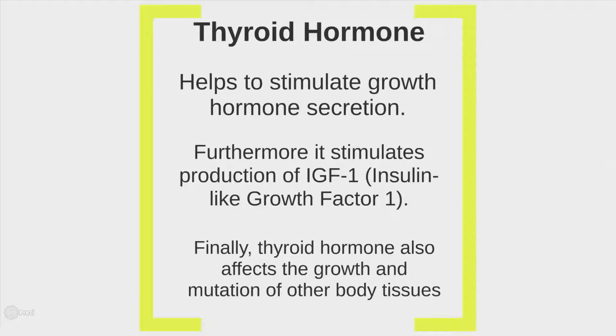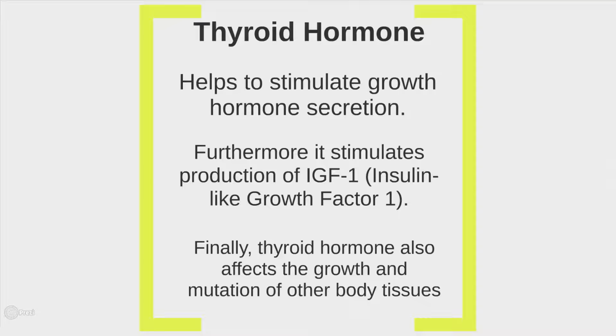Thyroid hormone is used to help stimulate growth hormone secretion. Furthermore, it stimulates production of IGF-1, or insulin-like growth factor 1, and interleukin 6 and 8, which play an essential role in bone formation and resorption. Finally, thyroid hormones also affect the growth and maturation of other body tissues.